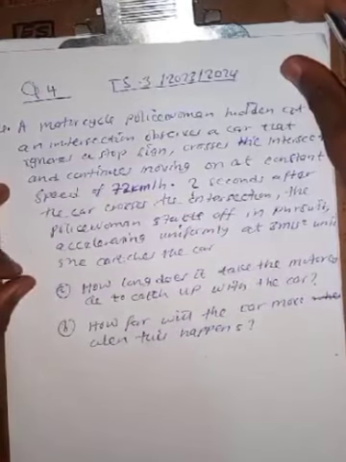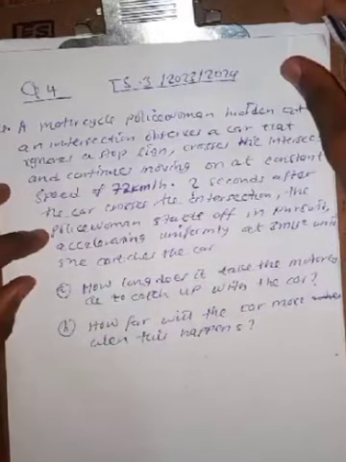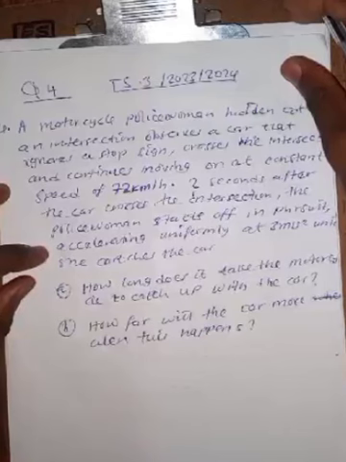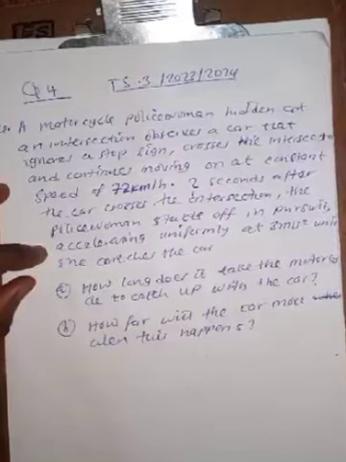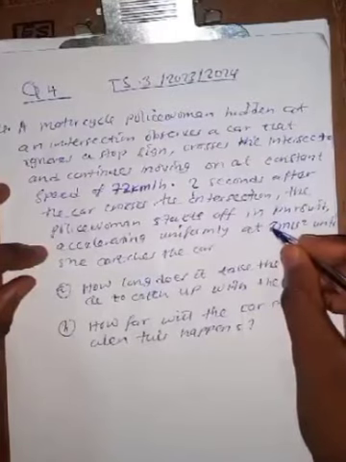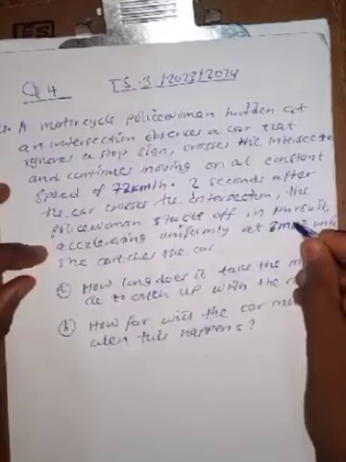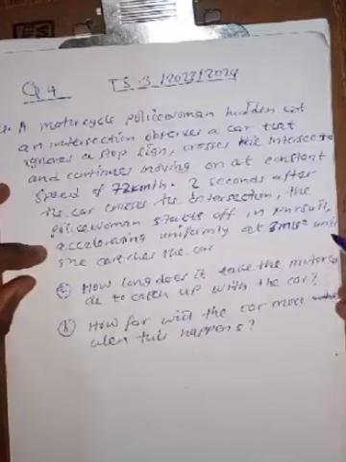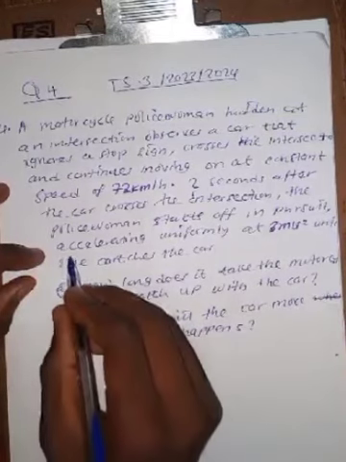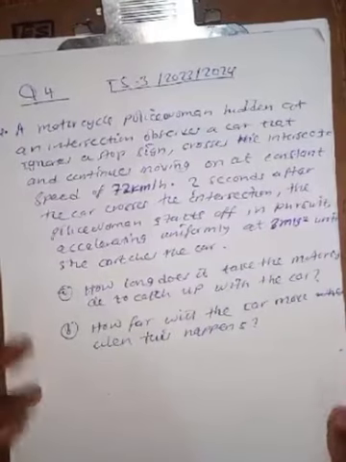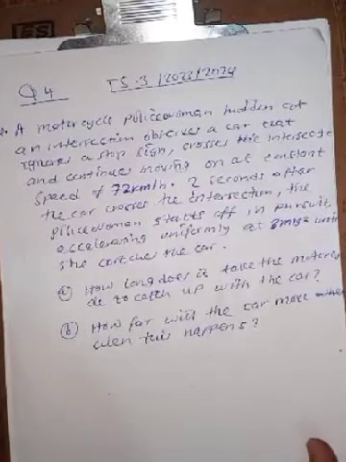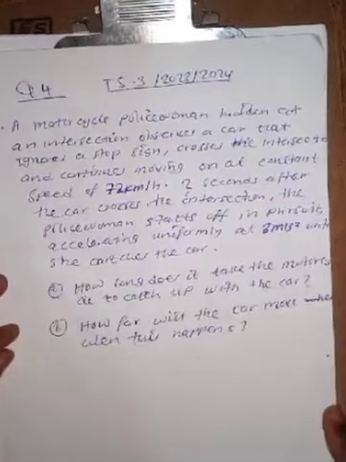So, the question continues. 2 seconds after the car crosses the intersection, the policewoman starts off in pursuit, accelerating uniformly at 3 meters per second squared until she catches the car. So this is a very good question, talking about practically what happens.